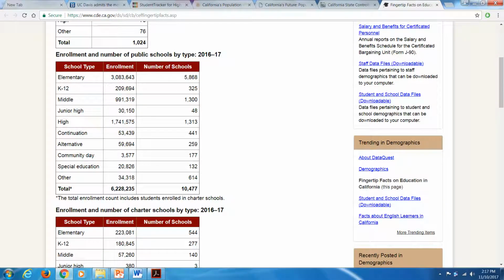And then I went to the California Department of Education website. We have a total of 6.3 million students in K to 12, with elementary, middle, high school, all alternate education, community education, and special education classes combined, and the total number of schools is around 11,000. So 3 million in elementary schools, 1.7 million in high schools, and middle schools around 1 million. So let's just keep going.